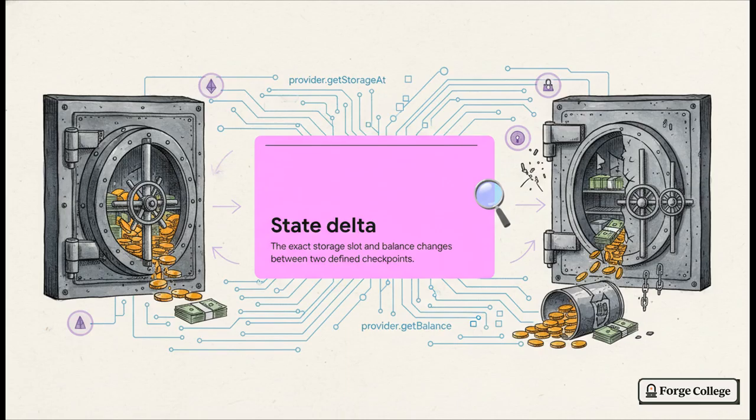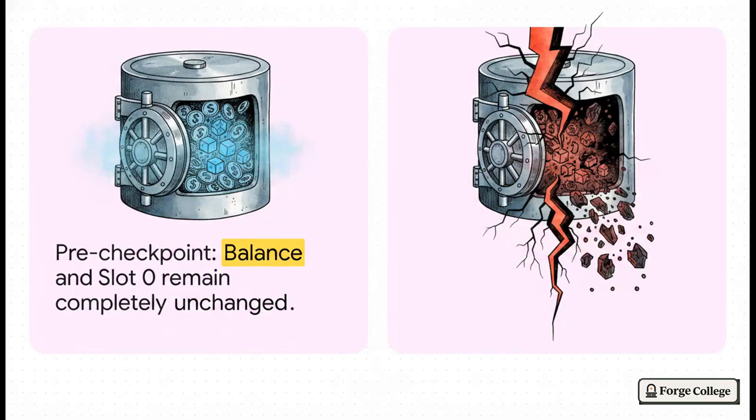What you do is define checkpoints immediately before and after each transaction, and then you sample the network using commands like provider.getStorageAt and provider.getBalance. By comparing these precise storage and balance changes side by side, you're creating undeniable, concrete proof of exactly how the contract's invariants were violated.